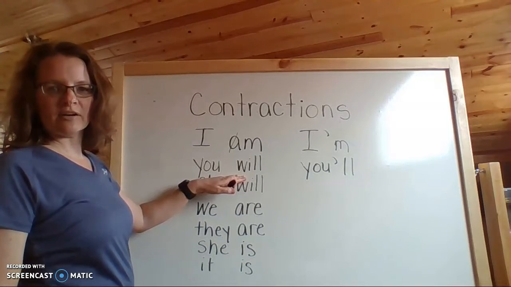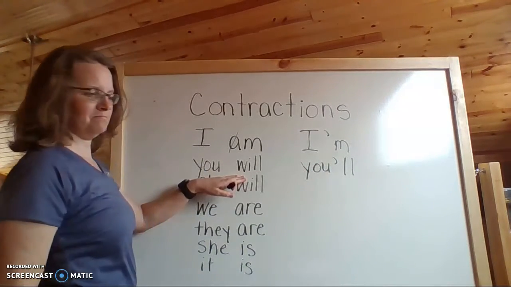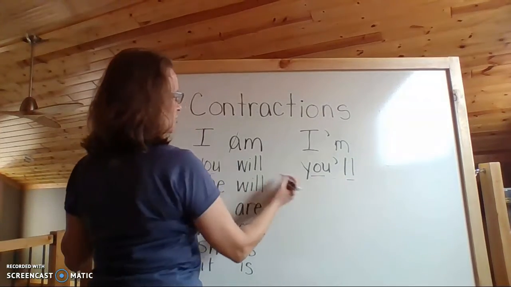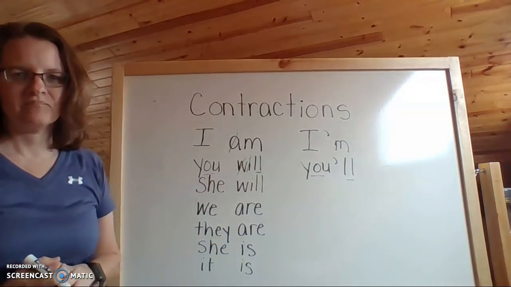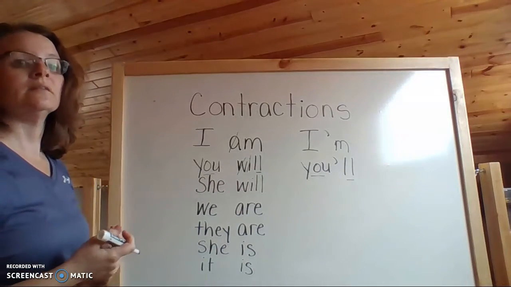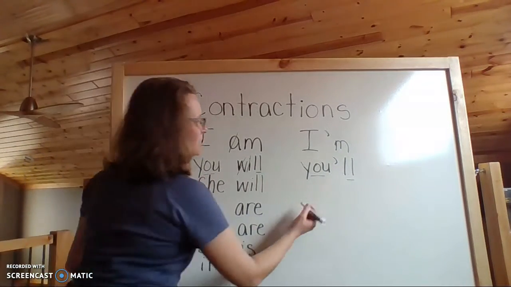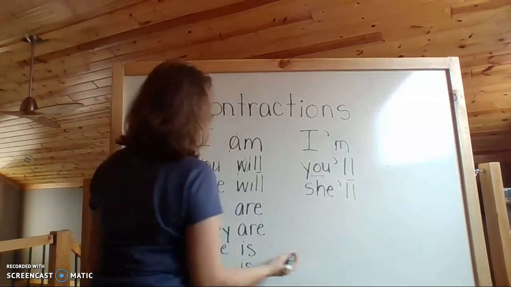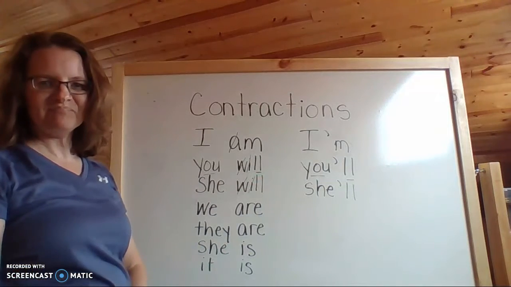So look at your two words. What letter or letters are kicked out by the apostrophe? You have the word you. You have two L's. So we get rid of the W and the I. Okay, next, she will. The contraction is she'll. So it's going to be a lot like you'll, right? We're going to have the W and the I kicked out.